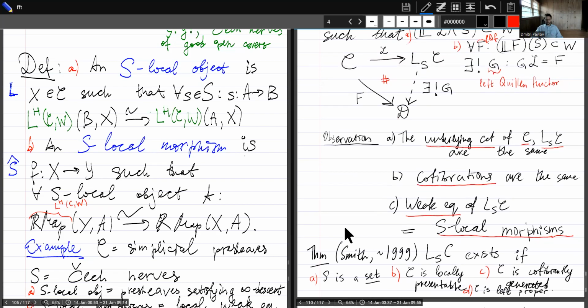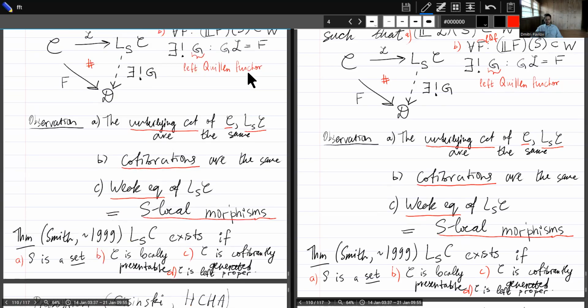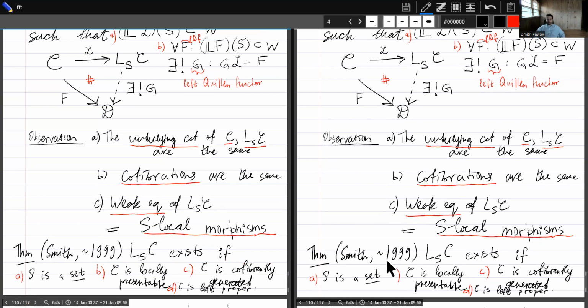Yeah. And let me finish the review of left Bousfield localizations by saying that the existence result, which I'm not going to prove, it's a small object argument basically, says the left Bousfield localization exists if S is a set of morphisms as opposed to a proper class, the underlying category of C is locally presentable, and C is cofibrantly generated as a model category. Let's recall that this means there is a set of cofibrations as opposed to a proper class that generates all cofibrations, or generates all acyclic fibrations via the right lifting property.